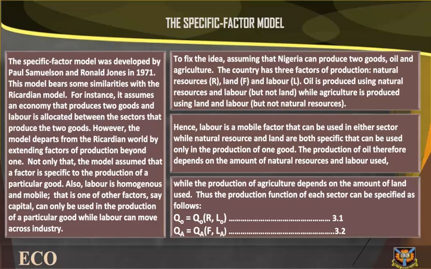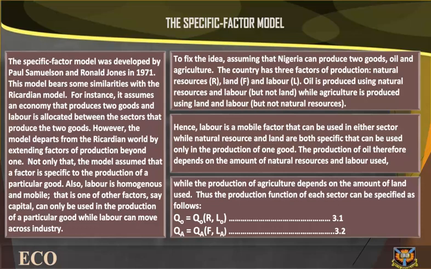To fix the idea, assume that Nigeria can produce two goods, oil and agriculture. The country has three factors of production: natural resources R, land F, and labor L. Oil is produced using natural resources and labor but not land, while agriculture is produced using land and labor but not natural resources. Hence, labor is a mobile factor that can be used in either sector, while natural resources and land are both specific, and can be used only in the production of one good.